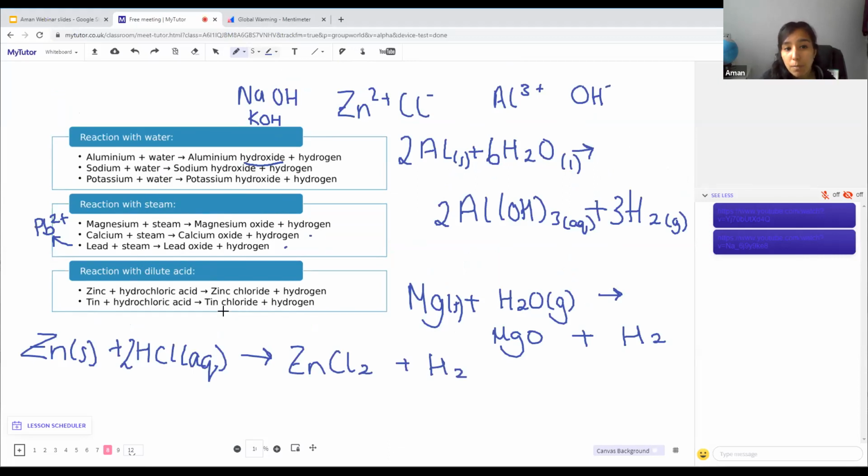Tomorrow we'll be looking at the displacement reactions. So that's the other way that we form the reactivity series. And we'll go into displacement reactions and how to write those out and how to understand what's formed.